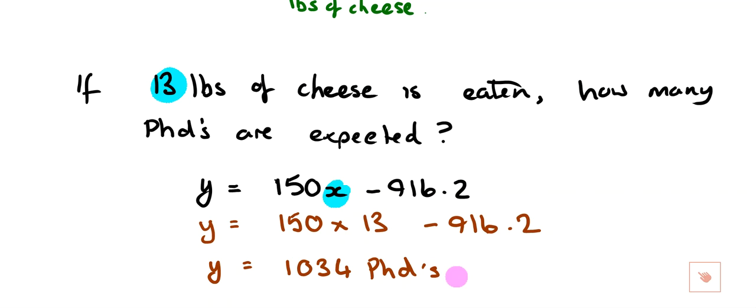Now, how could I turn that question into a solve question? You do 1,034 PhDs, and I would ask how much cheese is needed. So depending on the order in which I go determines whether I am substituting or solving. Solving is the act of finding the value that gives me the value I've already been presented with. It's the reverse process of substitution.